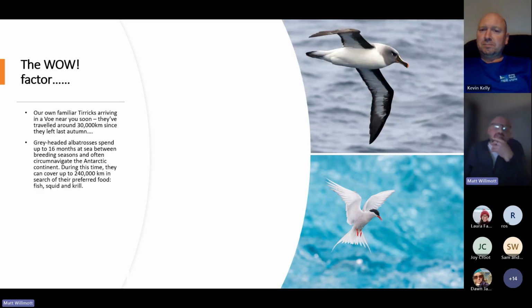Further afield, some of the most spectacular migrations on the planet are things like grey-headed albatrosses. Between breeding seasons, with geolocation technology, we now know that those birds can circumnavigate the globe several times. One individual went 240,000 kilometres in search of food in 16 months. Quite incredible.